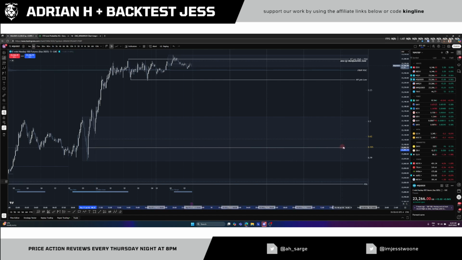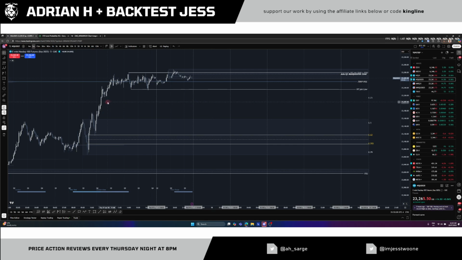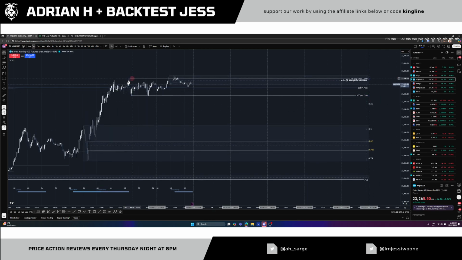We have our BISI in here, aligning with 705. Around the 0.25 level, we have this downswing here that caused the next breakout. You can see that's our current support at the moment, and price holding that 50% level.